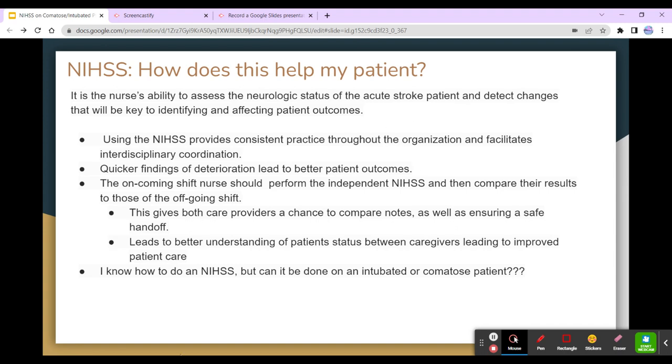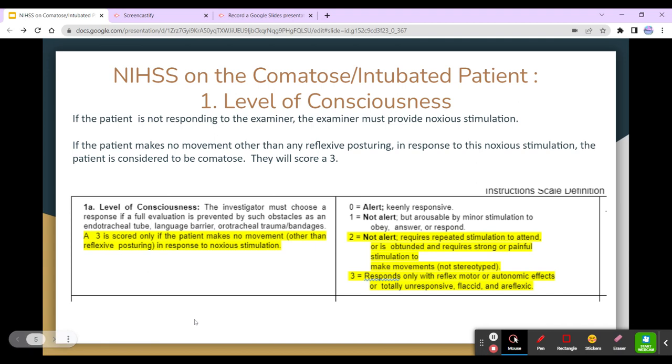And that seems to be a big issue. So we're going to go through the actual NIH stroke scale, and we'll talk about both a comatose and an intubated patient. So, number one, level of consciousness. If the patient is not responding to the examiner at all, don't just say, I can't do it. The examiner must provide some noxious stimulation.